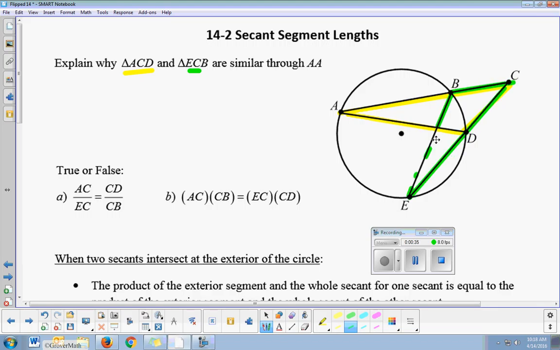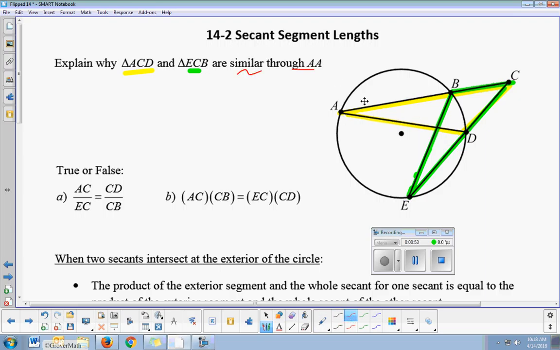So why are these two triangles similar? Now they may be congruent, but I'm not concerned about the congruent. They kind of look congruent to me, but actually no, now that I think about this, this one looks a little bit smaller. But why are they similar? And we want to prove this through angles.